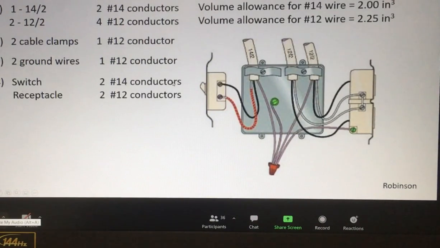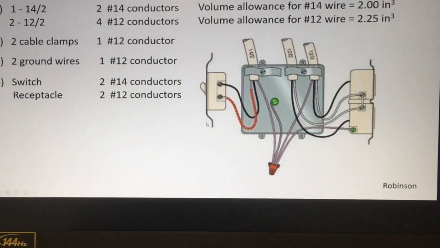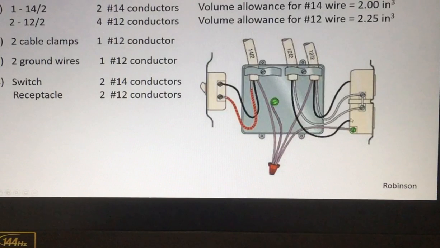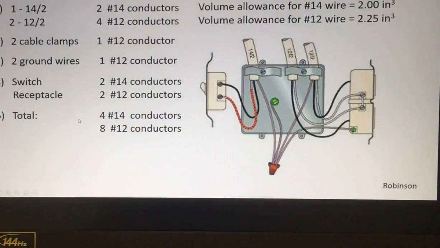Then the switch has a yoke, and it has number 14 on it, so it counts as 2 number 14 conductors. The receptacle has number 12 on it, so it counts as 2 number 12 conductors. Does everybody see this so far? Can you show me each wire going into each receptacle?